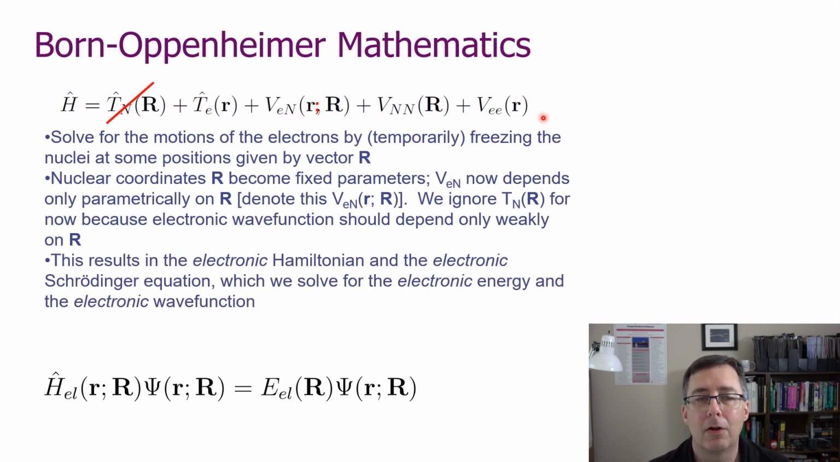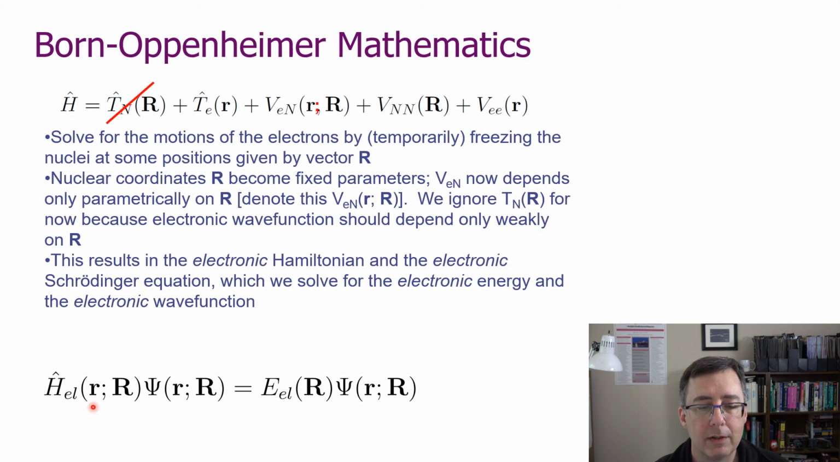This I'm going to call the electronic Hamiltonian now, the one where I've dropped the first term and have fixed coordinates, capital R. And if I now solve H psi equals E psi with this Hamiltonian, the electronic Hamiltonian, that will give me what the electrons are doing, and I'll get an electronic wave function and an electronic energy, okay? And I could write it this way.